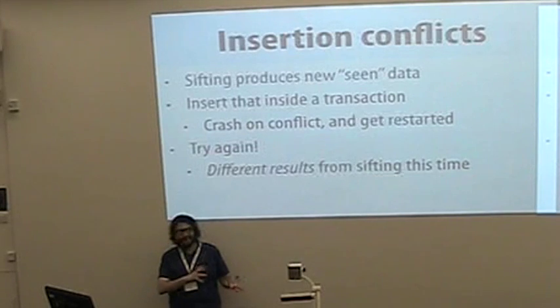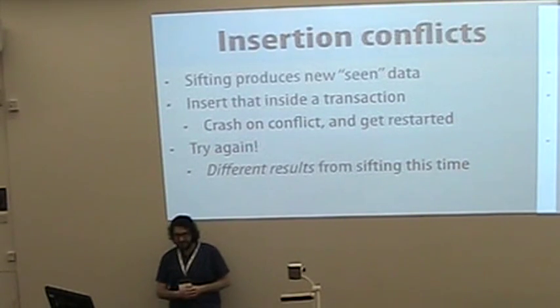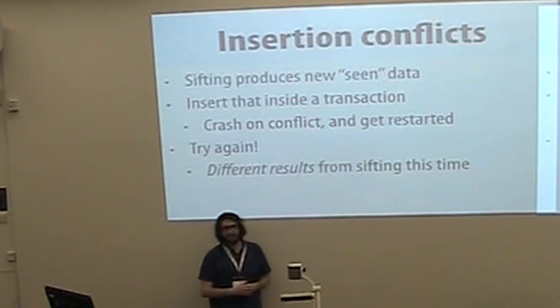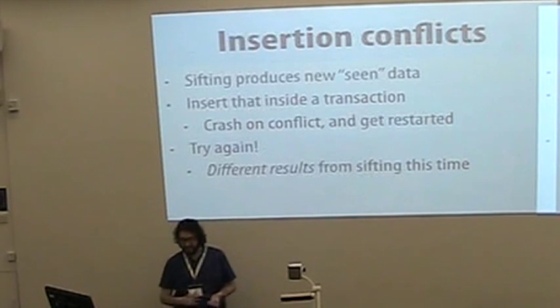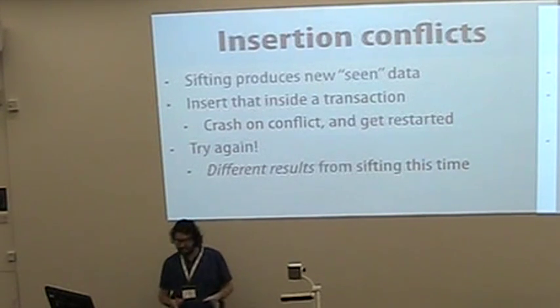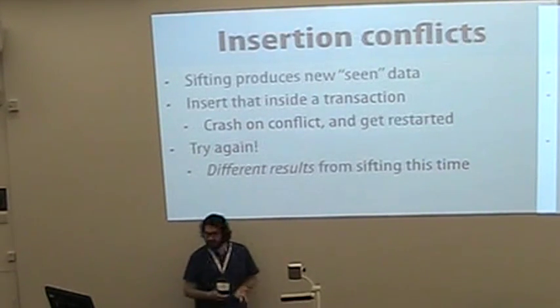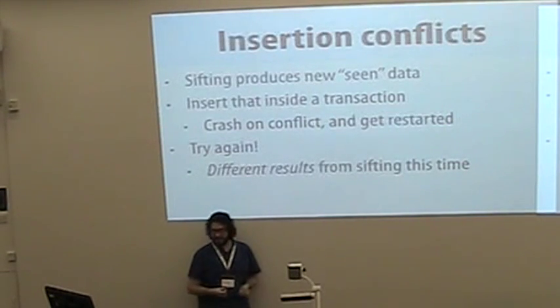So we've got to the point where we've sifted some particular download, produced a set of newly seen URLs, used the database transaction to insert everything that was found while we were sifting, including the newly seen URLs, and if that works, we're golden, otherwise it will crash and we'll get restarted, and then we try again.